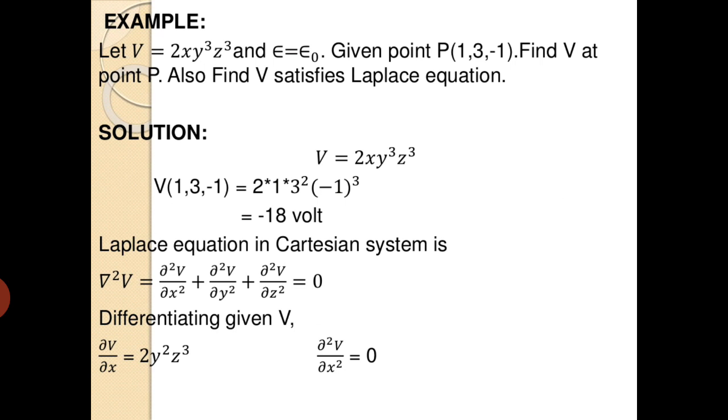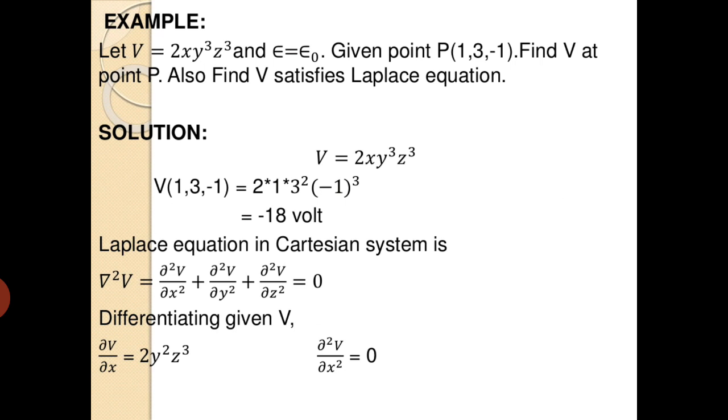The solution: take the equation V is equal to 2xy cube z cube, where V at the point is evaluated at 1, 3, -1. Put the values of x, y, z in the equation. That is 2 into 1 into 3 cube 3 square minus 1 cube. After putting it, we get the value of potential, that is minus 18 volt.